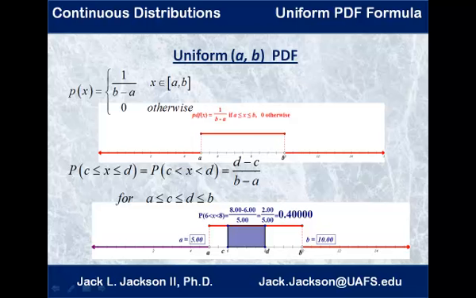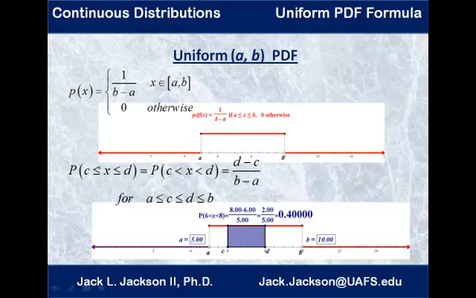Now remember, in the continuous case, the probability that x actually equals c or x equals d is actually 0. There is no area over a single point. A single point has no width, so even though we have a height, there is no width, and so there is no area. So whether or not you include the endpoints is totally irrelevant in a continuous case. It makes a big difference in a discrete case, but it does not make a difference in the continuous case.